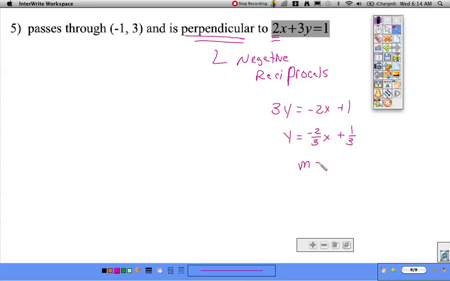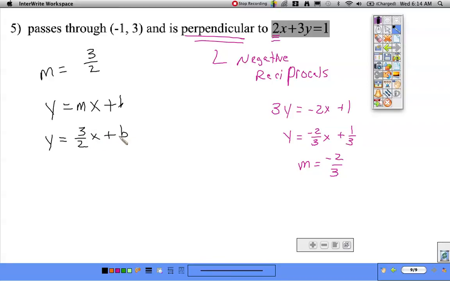So the slope of the line that I'm perpendicular to is negative 2/3, which means my slope needs to be the negative reciprocal of that. So the reciprocal would be 3/2, and the negative of a negative would be positive. So my slope is going to be 3/2. So y equals mx plus b, which means y equals my slope of 3/2 times x plus b.